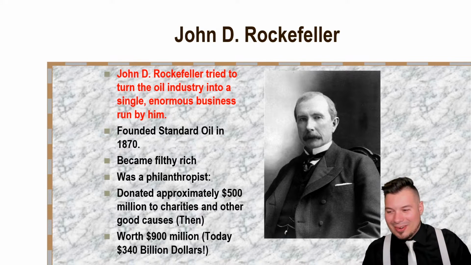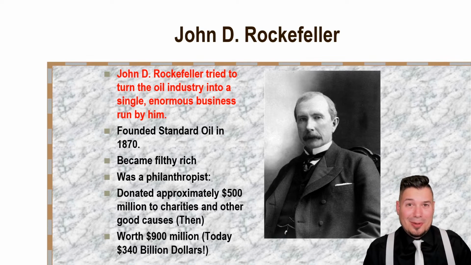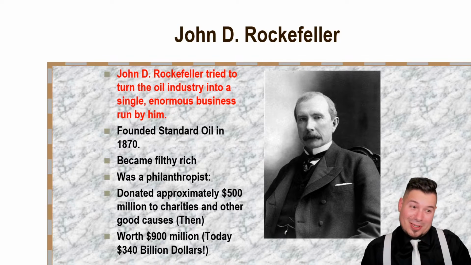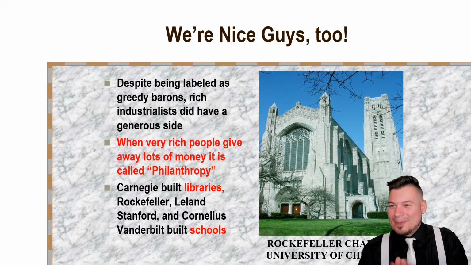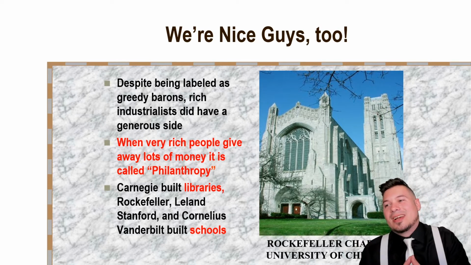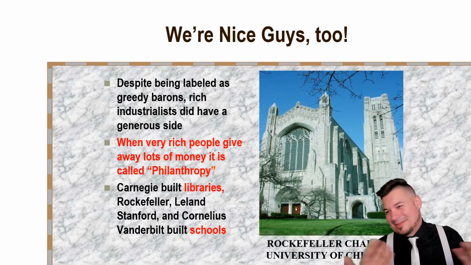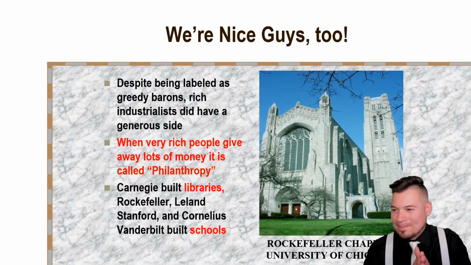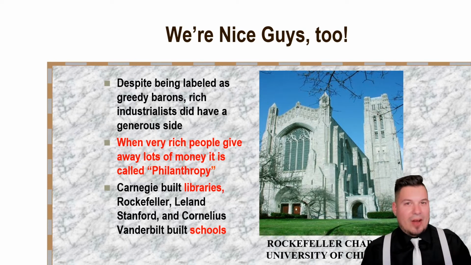Even if you divide the $34 billion in half, still doing pretty good. If you had $1 billion, you'd be doing pretty good. Again, it's crazy but true. And despite these guys being labeled as greedy barons and rich industrialists, they had a generous side. Granted, it's a drop in the bucket for them. When very rich people give away money for charities and such, that's called philanthropy. And Carnegie is going to do the same thing.